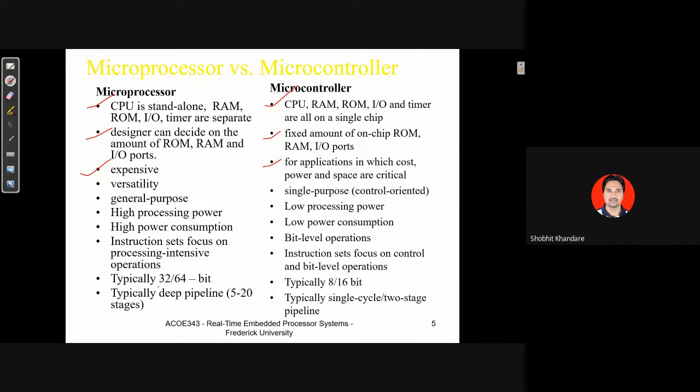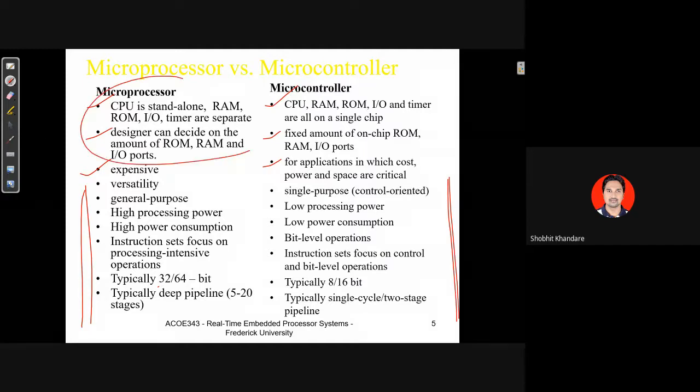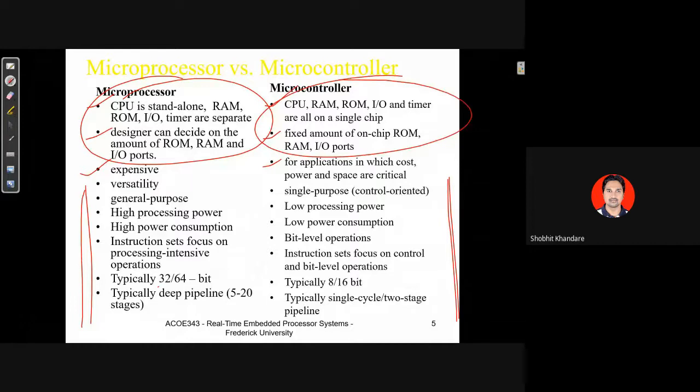So the rest of the things you can just go through, which will give you a broader difference between the microprocessor and microcontroller. The main difference is this. ये अगर समझ में आए तो बाकी की चीजें समझ में आएंगी. लो पावर है, ये है, वो है. Now just to give you an example, ये जो एक्सपेंसिव है, this is not so expensive.